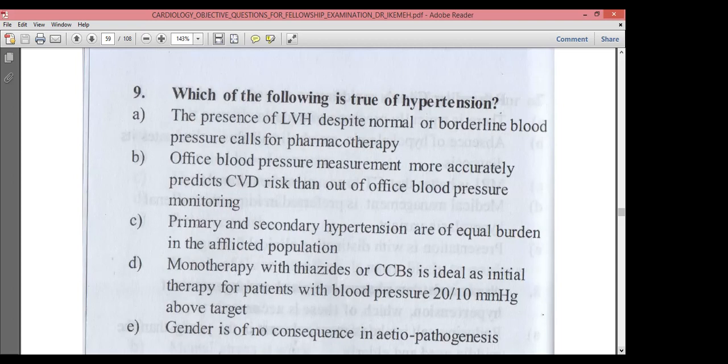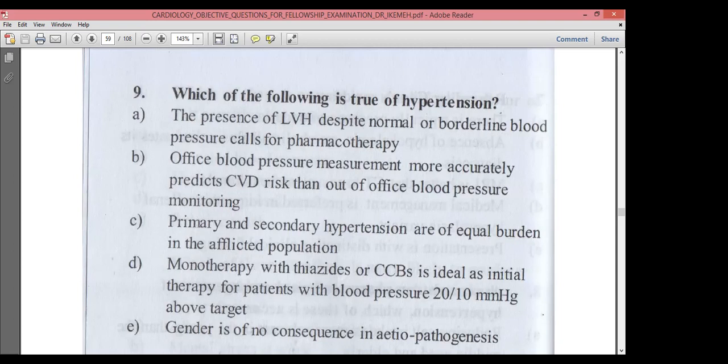Now, the other option, that office blood pressure measurement is more accurate, of course not. We know there can be white coat hypertension. You can get masked hypertension. You can miss masked hypertension if you rely on office blood pressure measurement. So BP monitoring out of office is more reliable to pick up those sorts of patients. And then C, primary and secondary hypertension are of equal burden. Of course, we know that primary hypertension is the common one, as opposed to secondary.